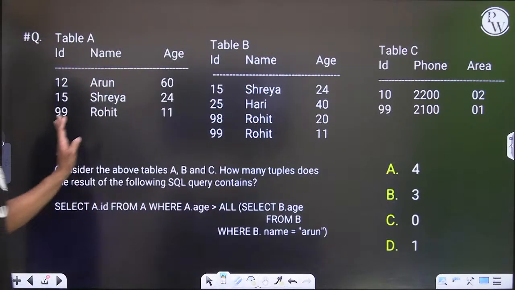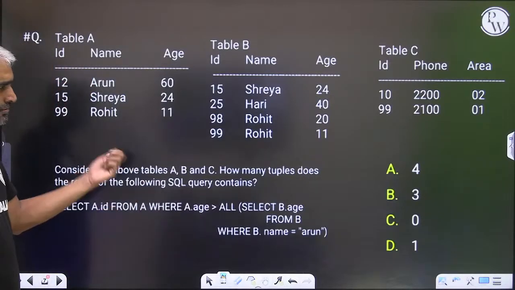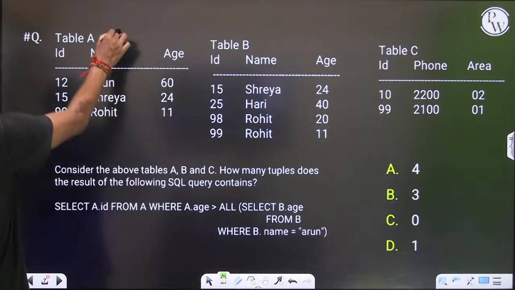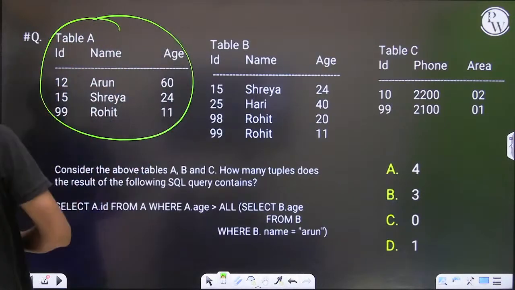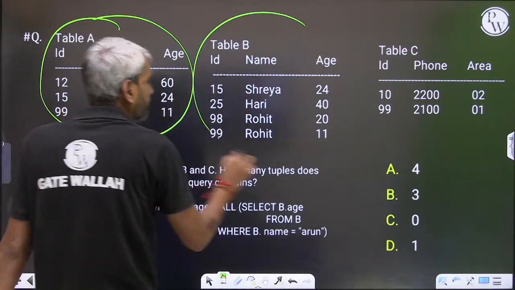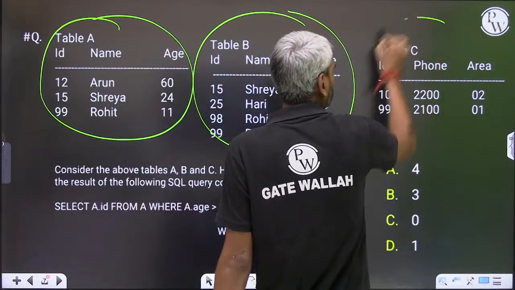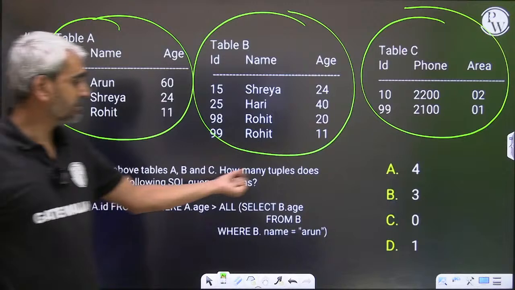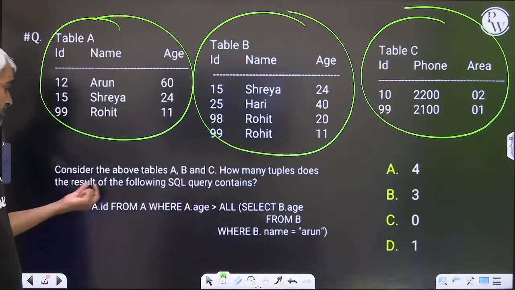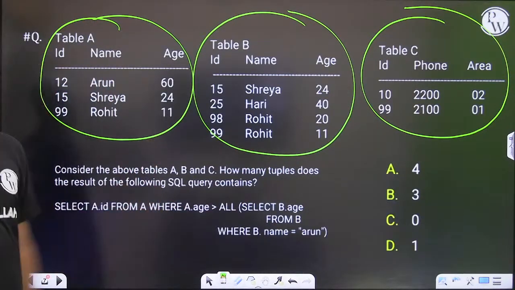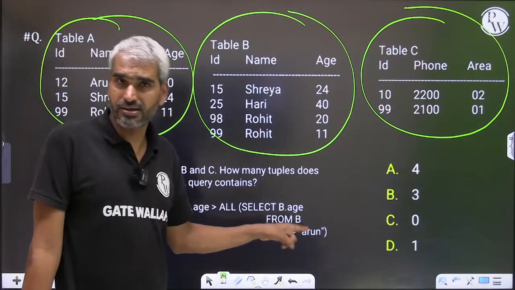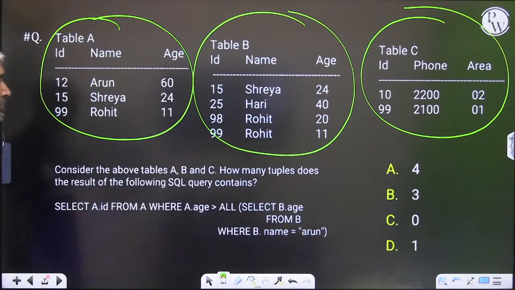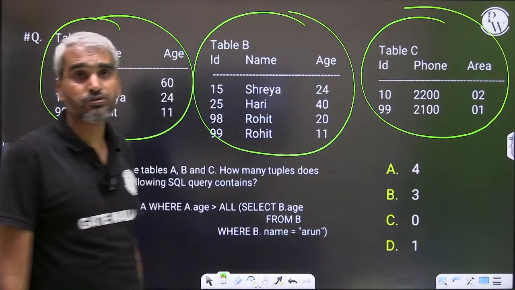Okay, so this is a very simple query. It should not take too much time. Please look at this. There's a table A with some information, table B with some information, and table C with some information. Now consider the above tables A, B, C. How many tuples does the result of the following SQL query contain? If we execute this query on these particular instances of relations A, B, and C, how many tuples will be present in the output?